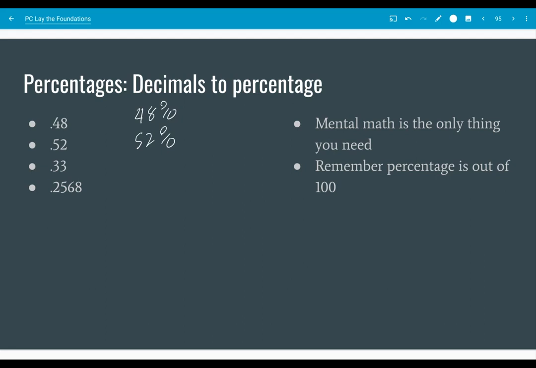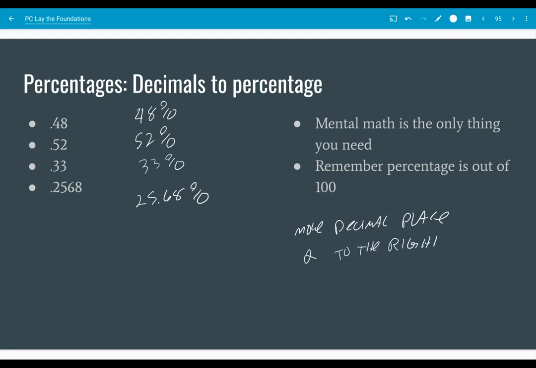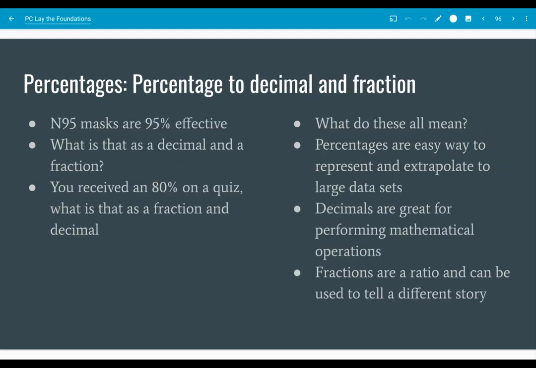So 0.33 gives you 33%. And 0.2568 gives you 25.68%. You move the decimal place 2 to the right. Okay, that's decimals to percentage.